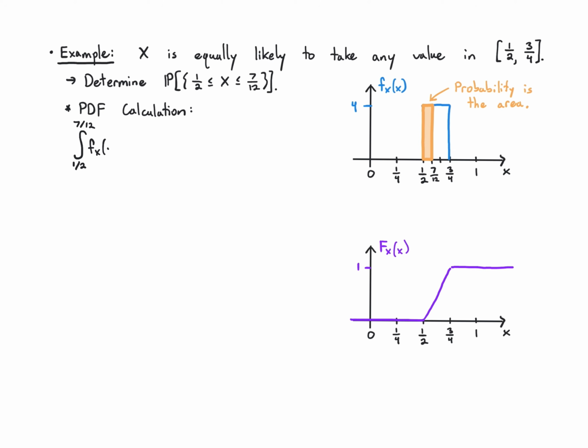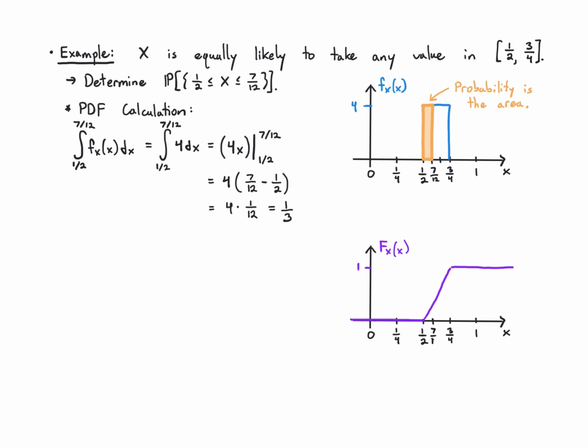I'm integrating the PDF, and I know that in that region, it's going to be 4 for the PDF. So I plug in 4 dx, and I get 4x evaluated from 1/2 to 7/12. And so I plug in, it's 4 times 7/12 minus 1/2. That's going to be 4 times 1/12, which is just 1/3.